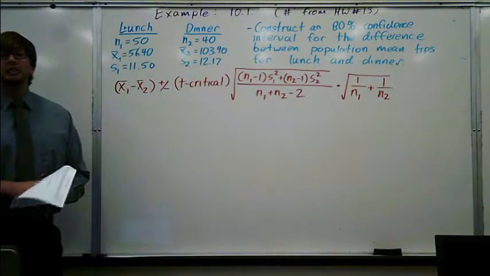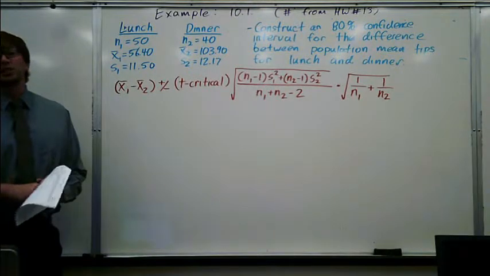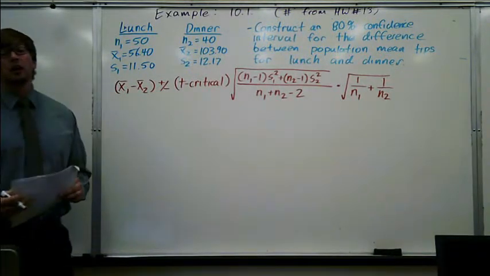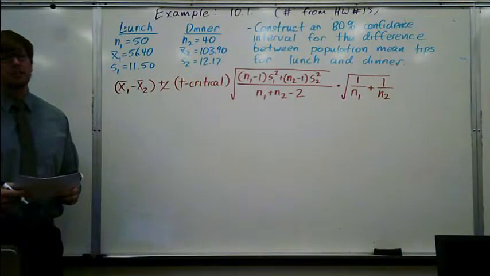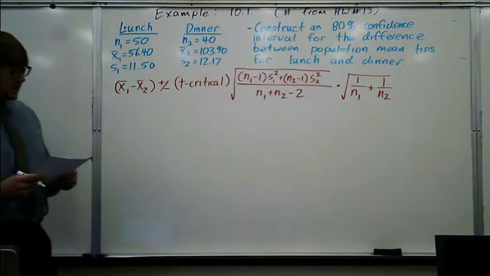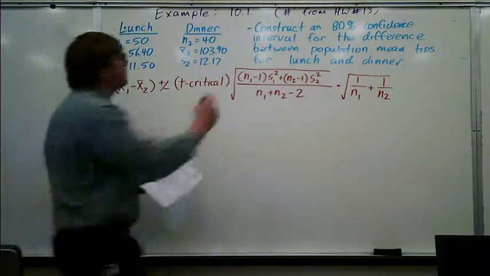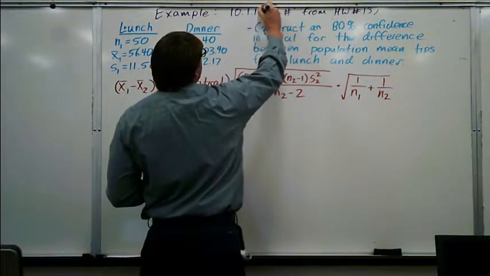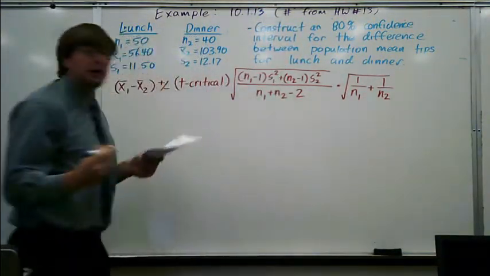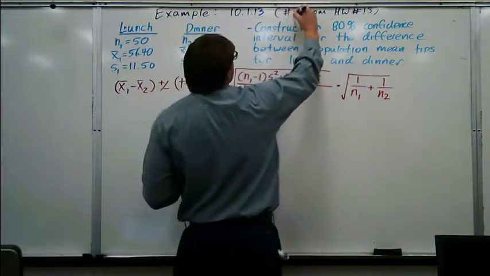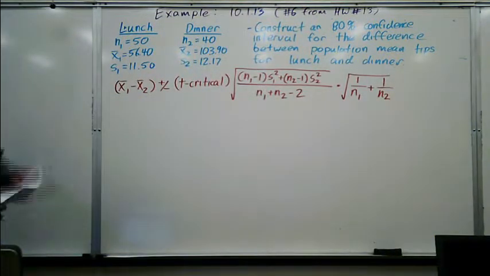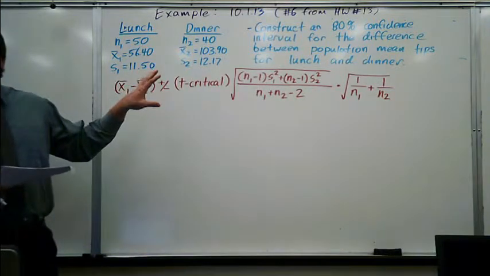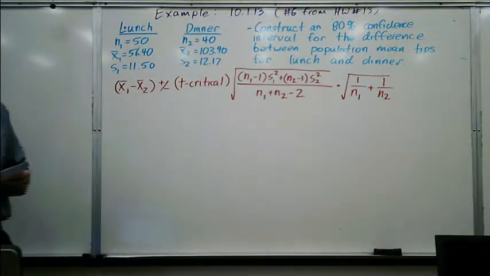Alrighty, let's go ahead and check out another example problem, which is the concern of calculating a confidence interval for the difference between two population means. And this is example 10.1.13, and it is number 6 from your 13th homework assignment. I wrote up all the important information right here, but just let me read the original problem statement to you guys.